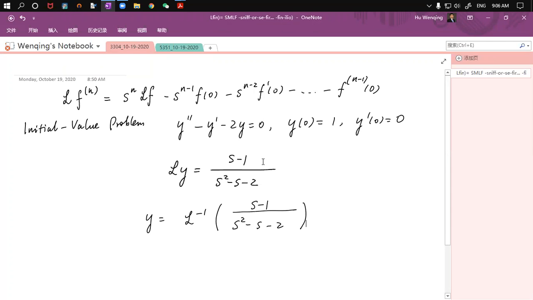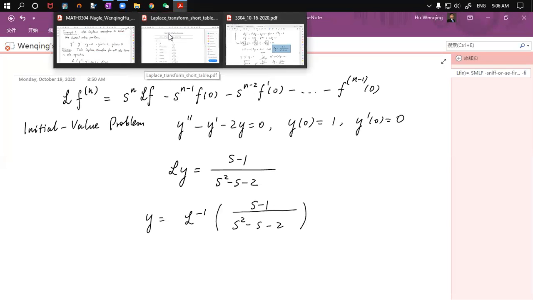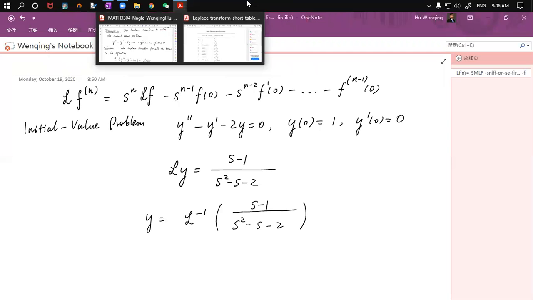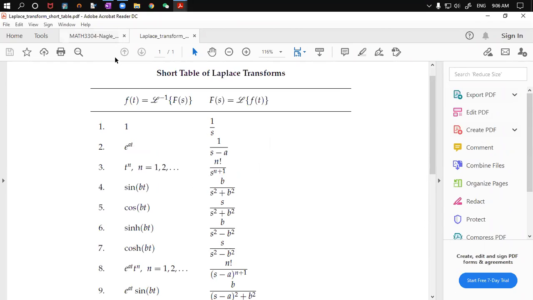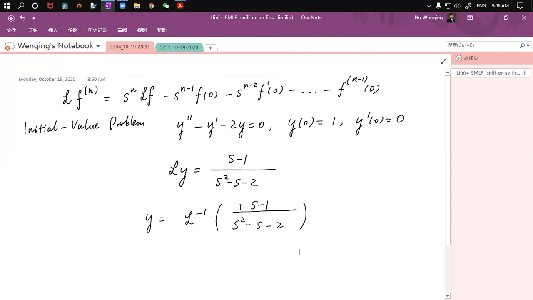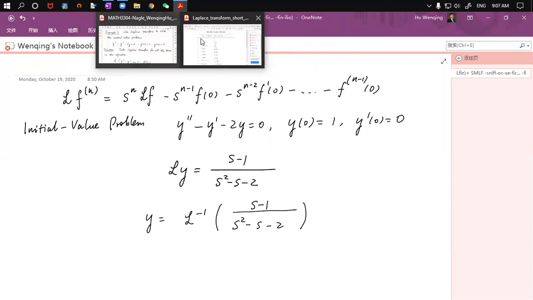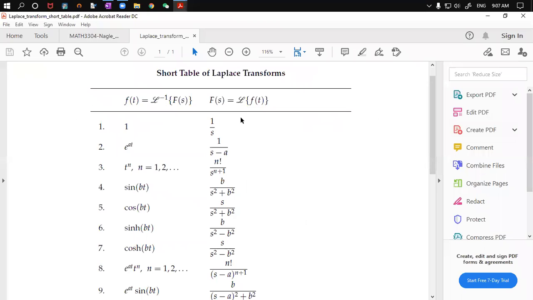But this is not enough, because you don't know exactly what the inverse Laplace transform is; rather, you have to calculate it. So what's this object? Well, the only idea one can resort to is to look at this table. On this table, you are going to look at this function, (s minus 1) over (s squared minus s minus 2). Which line on this table is more appropriate to such a function?